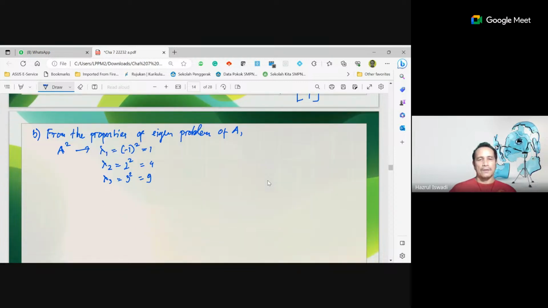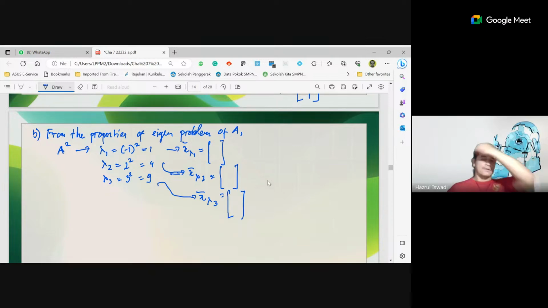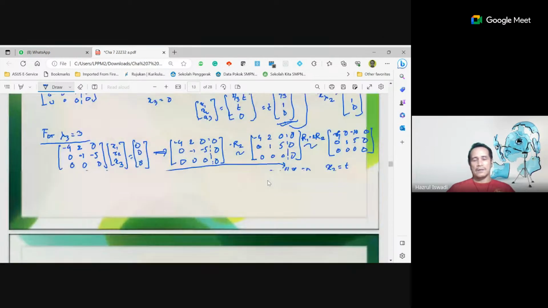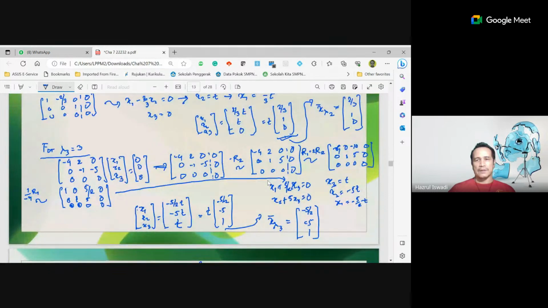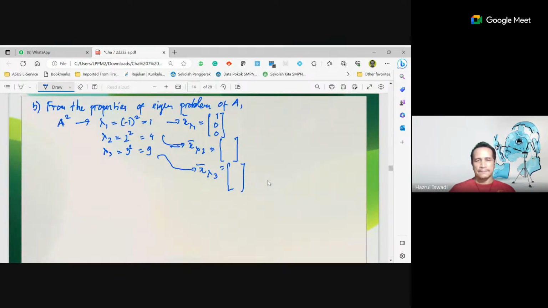The eigenvectors are the same as the eigenvectors of A. So x lambda 1, x lambda 2, and x lambda 3 for A squared are the same as the eigenvectors of A: 1, 0, 0; 2/3, 1, 0; and -5/2, -5, 1.